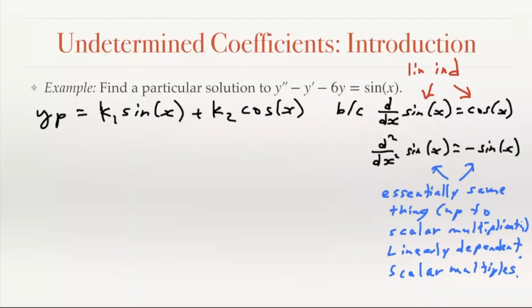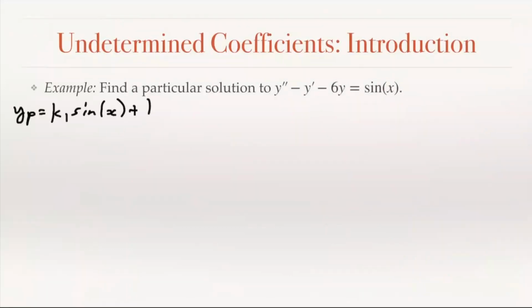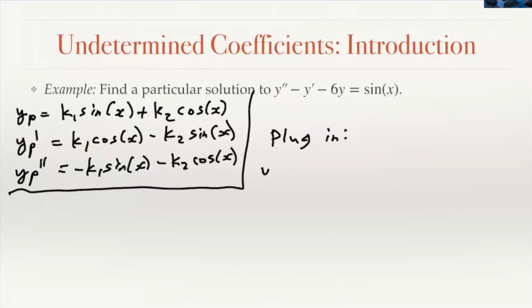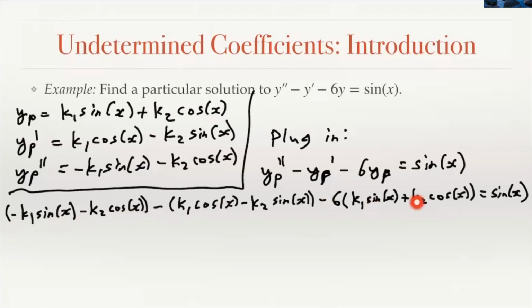So that's our guess. We have y sub p as k1 sine x plus k2 cosine x, for all the reasons just discussed. Let's pre-compute the derivatives. So that's the derivative of the function and the second derivative. And now we'll plug in. So we have this: our y p double prime minus y p prime, and then minus 6 times y p, equals sine x.